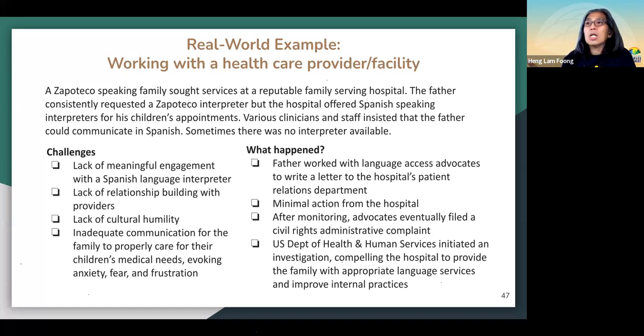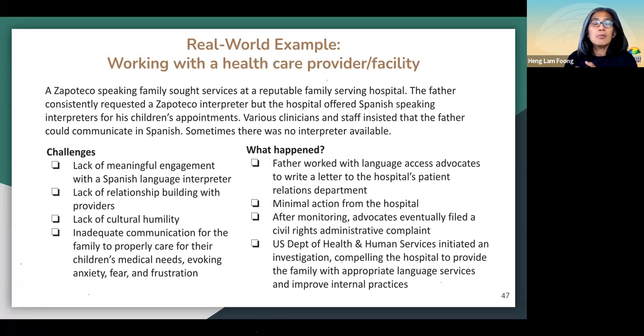So what are the challenges? You are removing meaningful engagement for the family with a Spanish language interpreter interpreting for this indigenous language. Dad and the 2 children are unable to develop any kind of a patient-provider relationship. In insisting that the family speak Spanish, that's a tremendous lack of cultural humility from the providers.